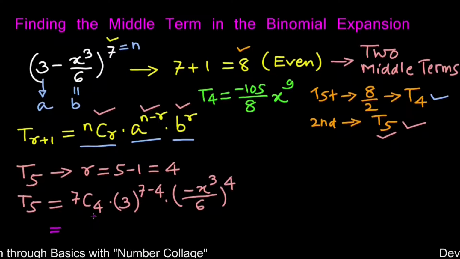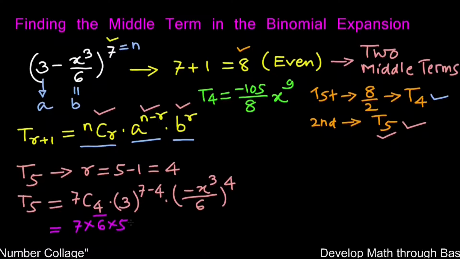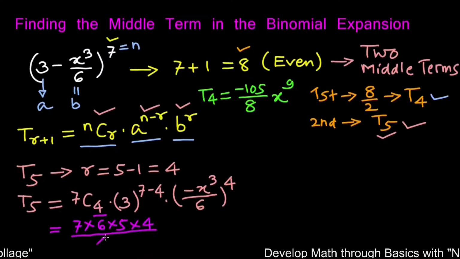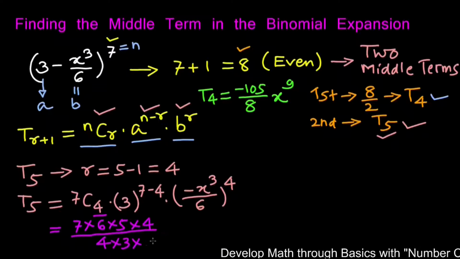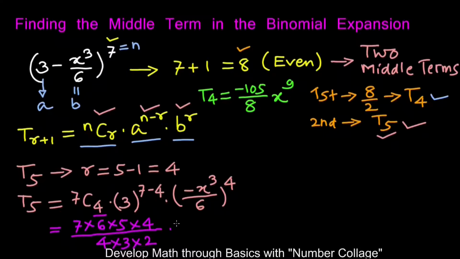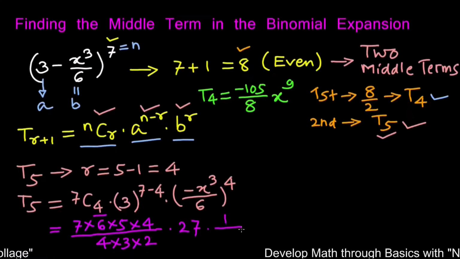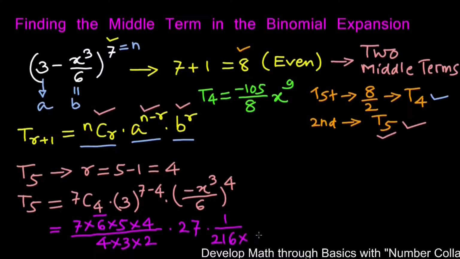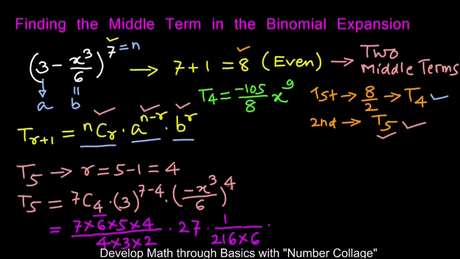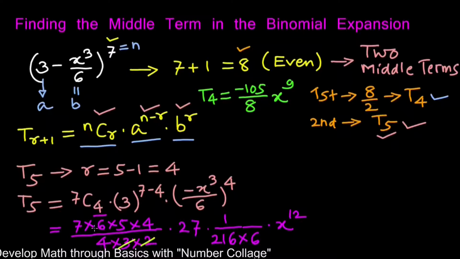Now here r is 4, so therefore we will write 4 factors of 7 factorial: 7 multiplied by 6 multiplied by 5 multiplied by 4 upon 4 factorial, which is 4 multiplied by 3 multiplied by 2 multiplied by 1. 7 minus 4 is 3, and 3 cube is 27, multiplied by (minus 1 upon 6) raised to 4, which will be 1 upon 1296, multiplied by x cube raised to 4, which will be x raised to 12.